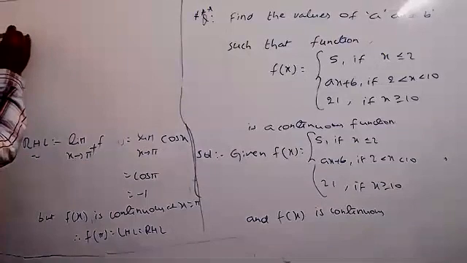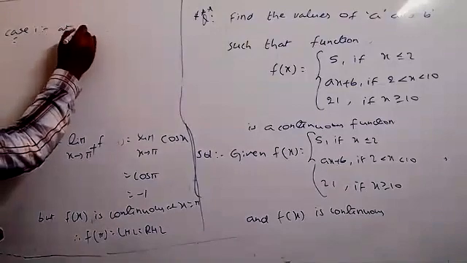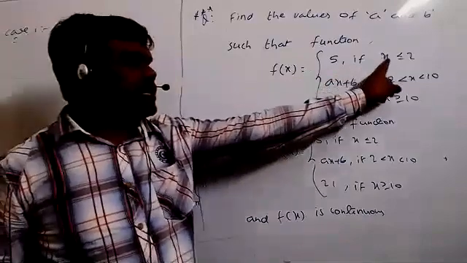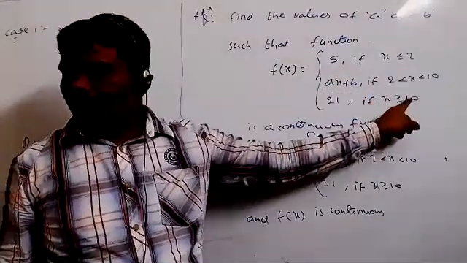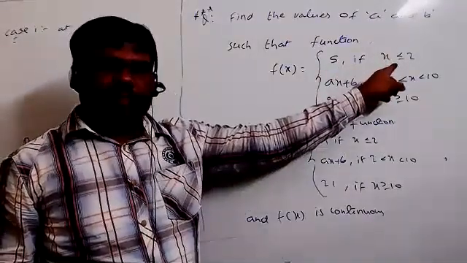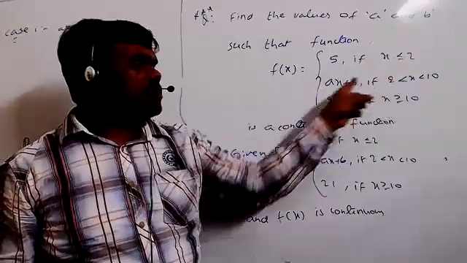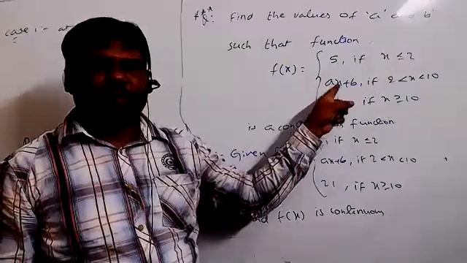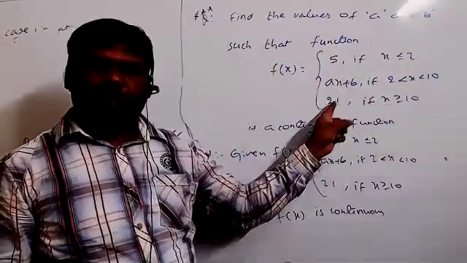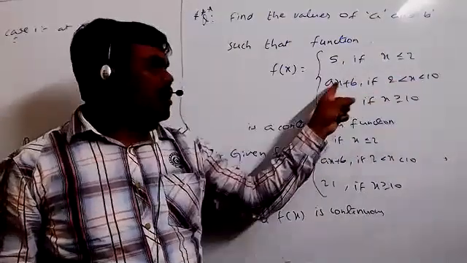So first you can take case 1, at x equal to 2, because in the problem you can see x equal to 2 and x equal to 10 are there. If we take x equal to 2, f of x is 5. When you take the left hand limit, suppose x is less than 2, again 5 only. Suppose x is more than 2, then ax plus b. In the same way, at x equal to 10, f of x equals 21. But when you take the left hand limit at x equal to 10, x is less than 10, so ax plus b.